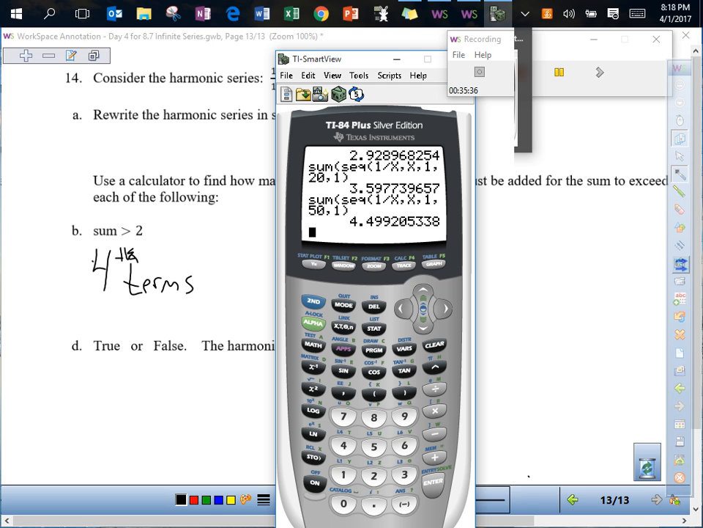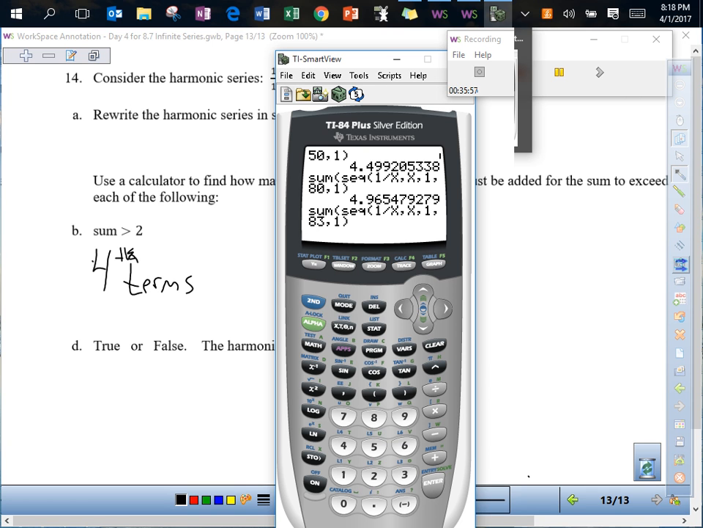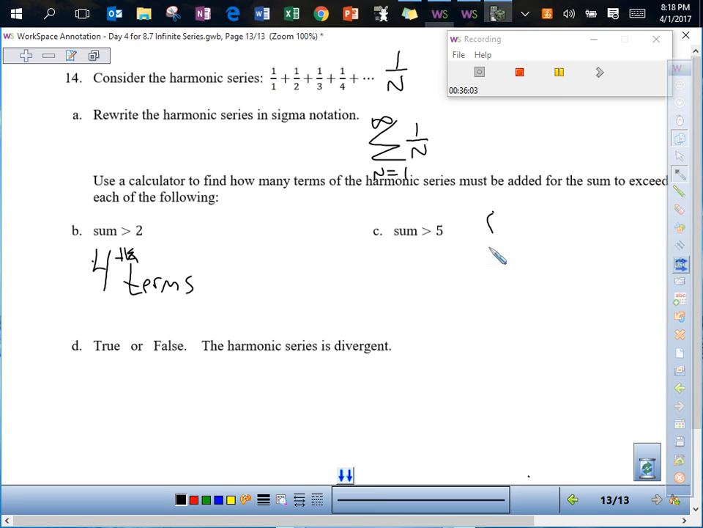4.499. Now we're starting to add more and more decimals. Let's try 80. 4.96. Now I know I'm getting close. Let's try 82, 83, 84, something like that. There, I finally beat a sum of 5. So it's going to take 83 terms to get over 5.